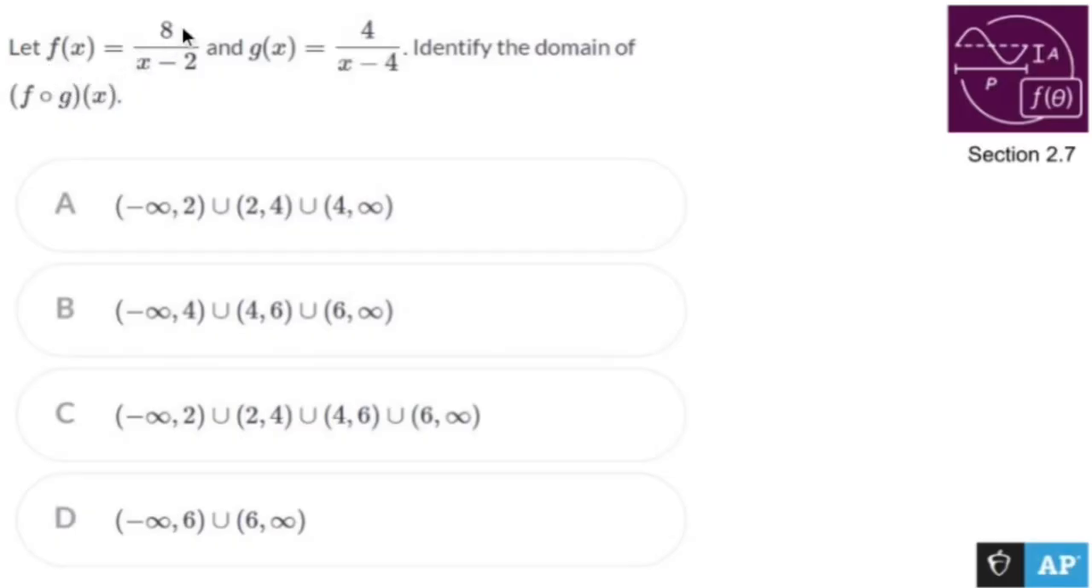Let f of x equal 8 over x minus 2 and g of x equal 4 over x minus 4. Identify the domain of f of g of x.